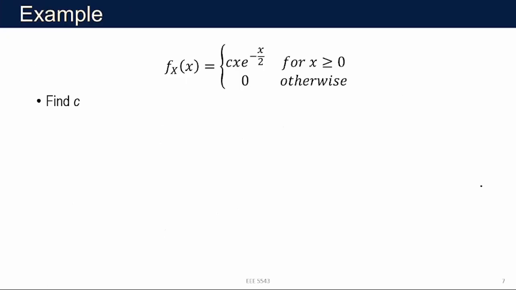Now let's take a look at another example of a continuous random variable. In this case, it has this complicated form. So I might ask, okay, what is C? Once again, we'll define C by applying axioms of probability. That is to say that we need to integrate from negative infinity to infinity this function.